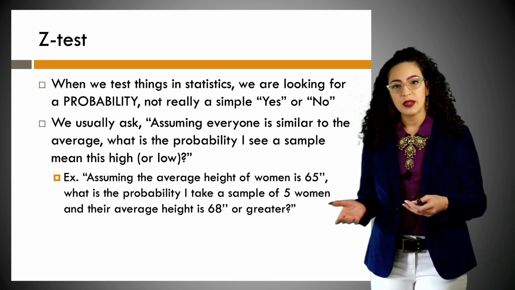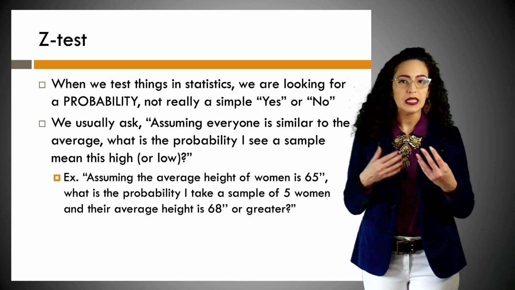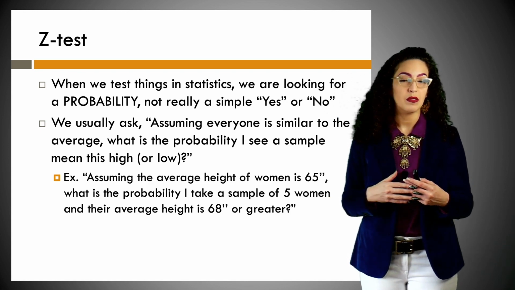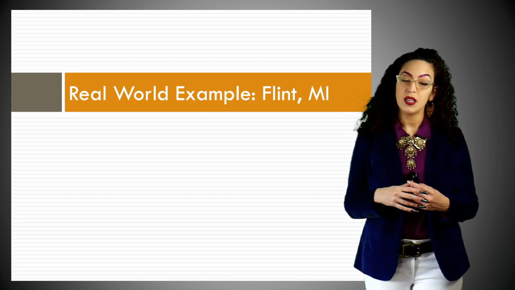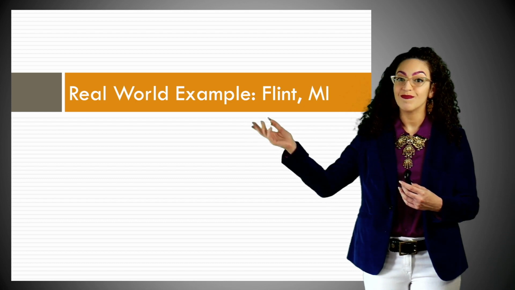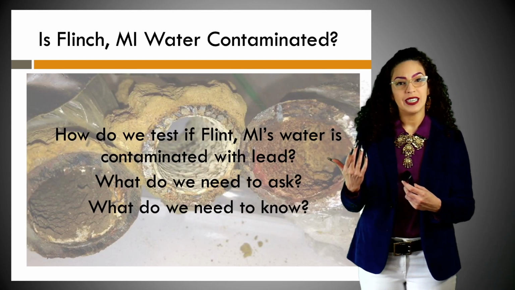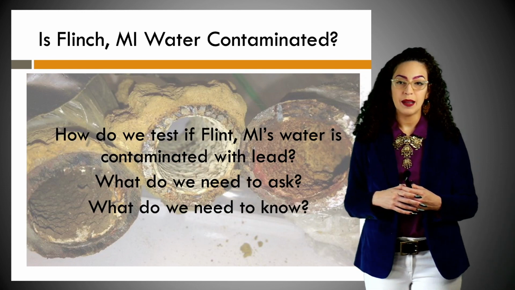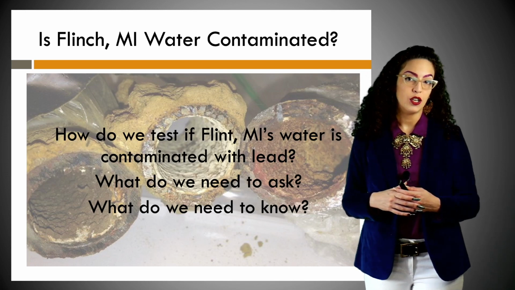Now, we've been dealing with this average height of women example because it's tangible and easy to think about. But let's move on to a slightly more real-world example of why statistics can be very helpful and powerful. Real-world example of Flint, Michigan water. So, is Flint, Michigan water contaminated? How do we test if Flint, Michigan's water is contaminated with lead?